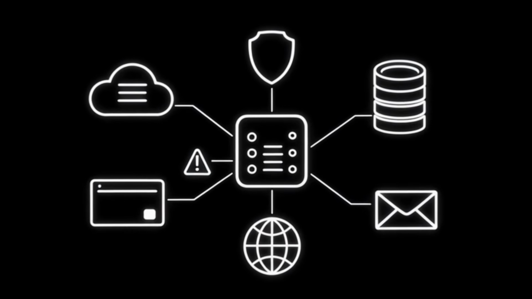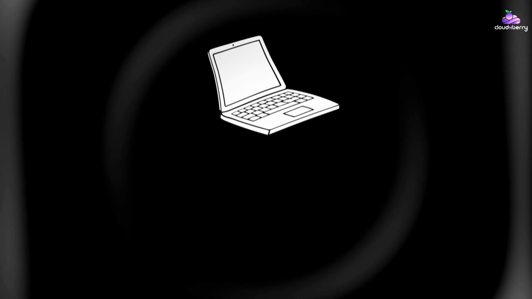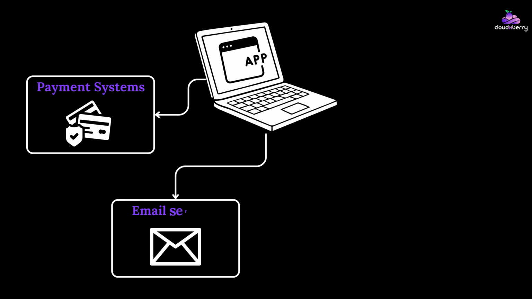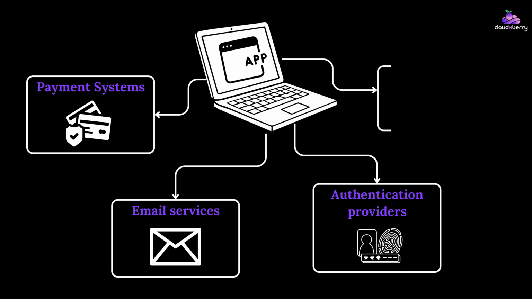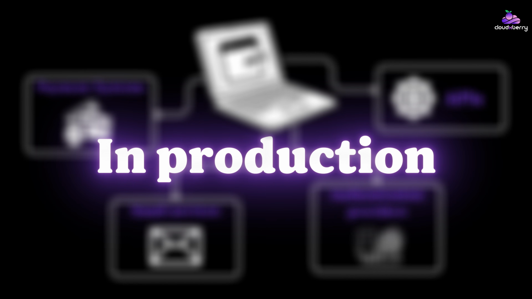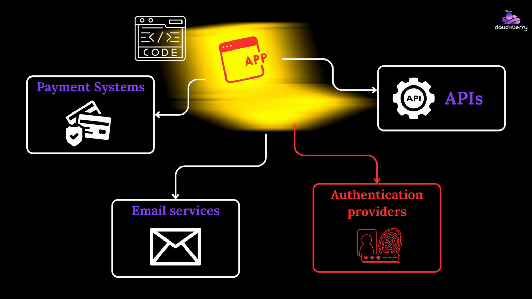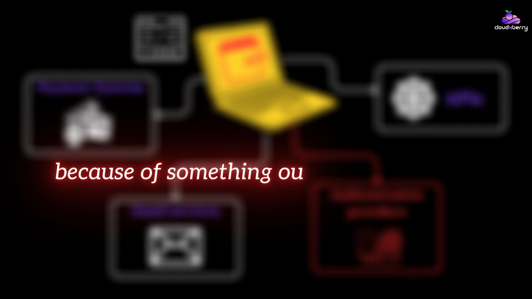Another important factor is external dependencies. Your application rarely works alone. It depends on payment systems, email services, authentication providers, and other APIs. In production, if any of these systems slow down or fail, your application is affected. Even if your code is perfect, the system can still break because of something outside your control.